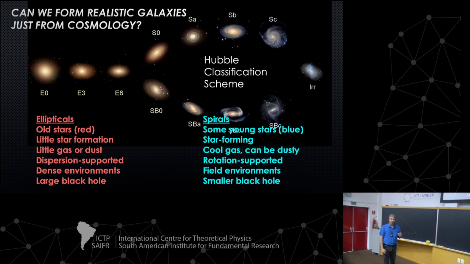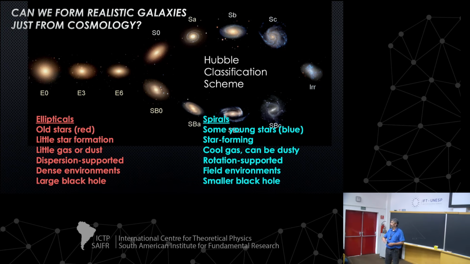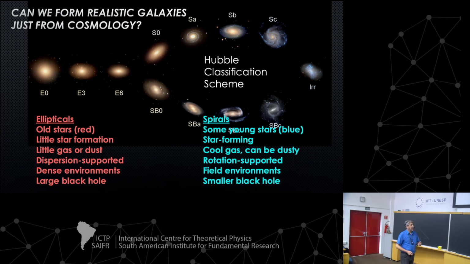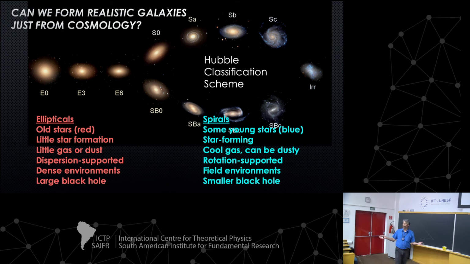So the first question you can ask: last time we put together this pretty nifty story, starting from the Big Bang and all the perturbations, and they all grow beautifully, and somehow magically we get disks and ellipticals, and it all works, right? So you can ask the question, can we form realistic galaxies just from this story? And we'll go through it again in a minute.